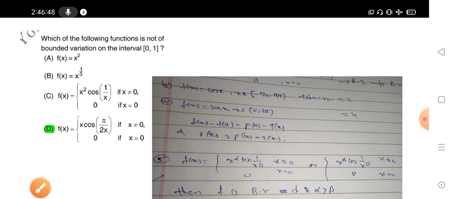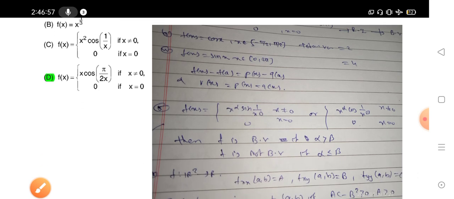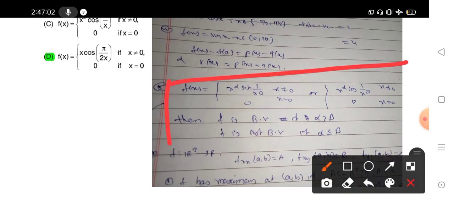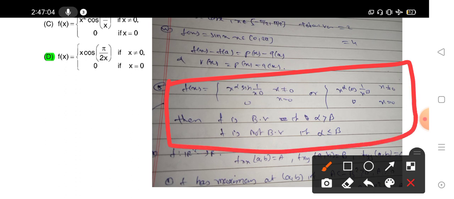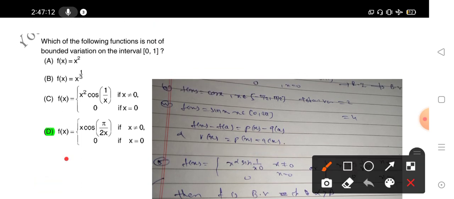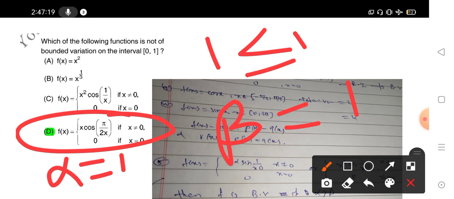Next question. Which of the following function is not a bounded variation? Here asked not a bounded variation on the interval 0, 1. By result, here is a result. f of x is equal to x to the alpha. If alpha is greater than beta, it is a bounded variation. Not a bounded variation, alpha is less than or equal to beta. So by result, here alpha is equal to 1 in option D, and beta equal to 1. So 1 is less than or equal to 1. This is not a bounded variation. So option D is correct.